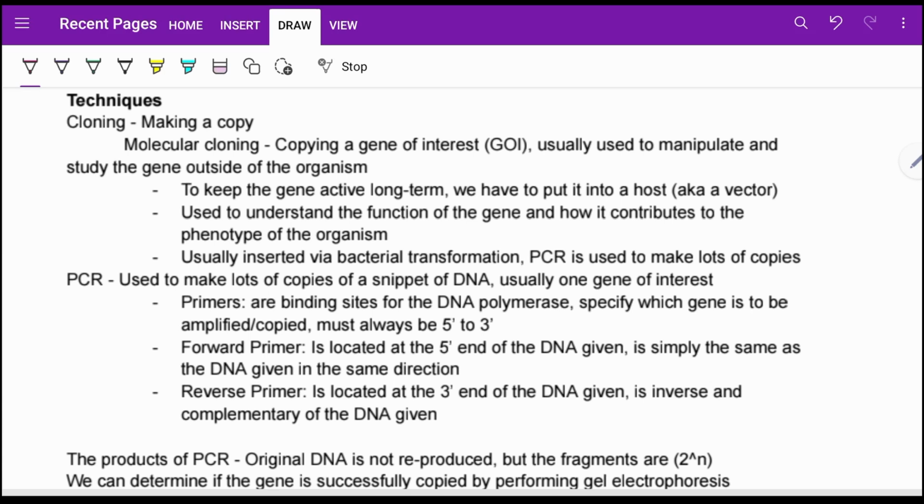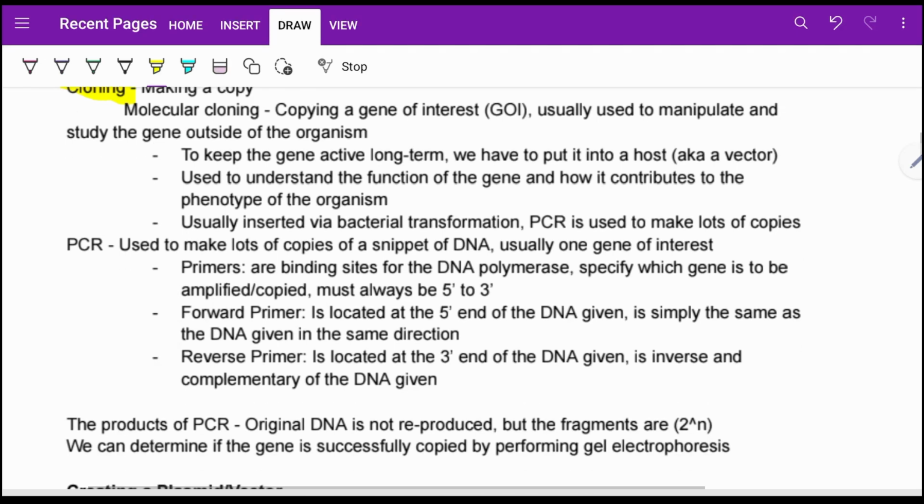Now we're going to go over techniques. So first we have cloning. So cloning as its basis is just making a copy of something. And so we have molecular cloning, which is what we usually do. Most cloning is not cloning an entire animal like Dolly the sheep. It's usually just molecular cloning, which is copying just one gene of interest, abbreviated as a GOI. And we usually use that to take the gene outside of the organism and manipulate it either inside another organism or we can sequence it or what have you.